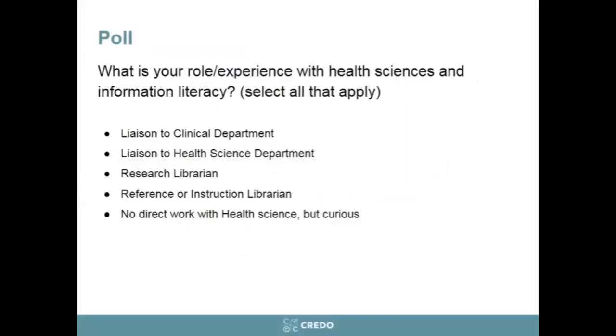So we'd like to start with a poll about just learning a little bit more about you today, and what is your role or experience with the health sciences and information literacy? And feel free to select all that apply to you. We'll give it just a few seconds for people to put in their responses.